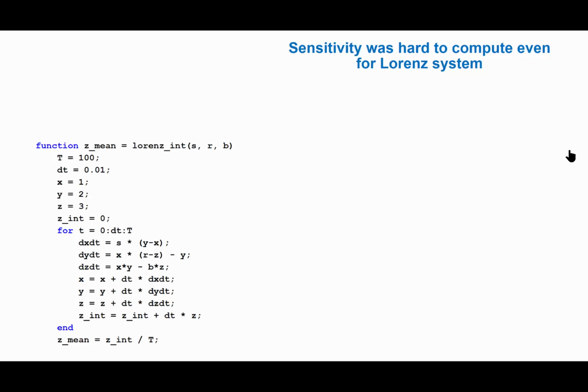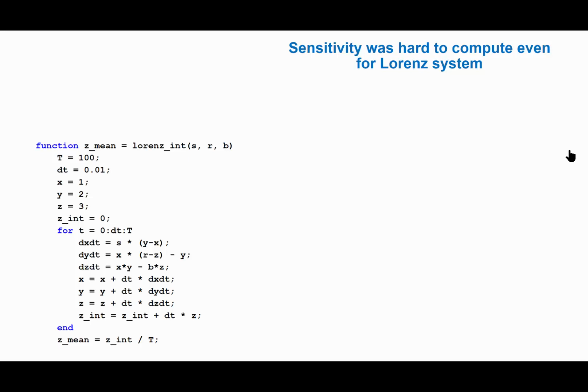Did people here study numerical methods? How many people studied numerical methods? Okay, just a few. So I'll go over this very quickly. These 3 lines are the dynamical system. We've got 3 ODEs, and I'm using forward Euler to integrate this. So this z mean is exactly the long time average I wrote down as a mathematical formula. It's the integral divided by T.